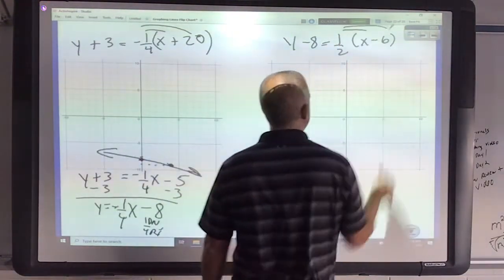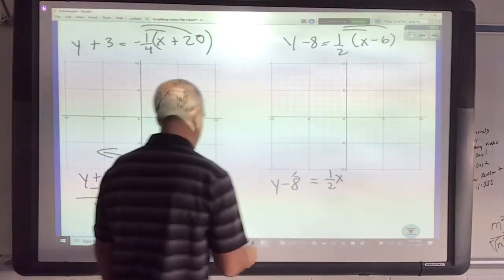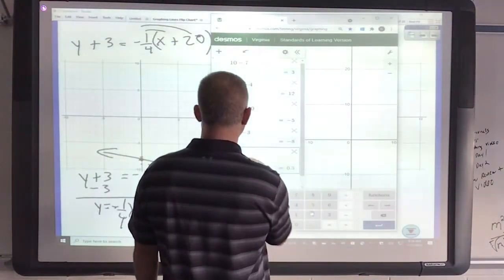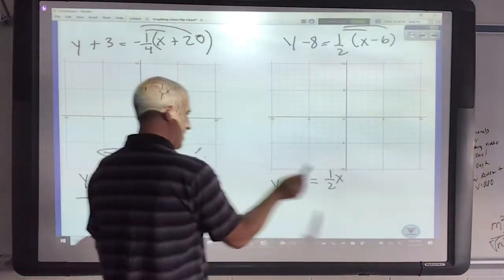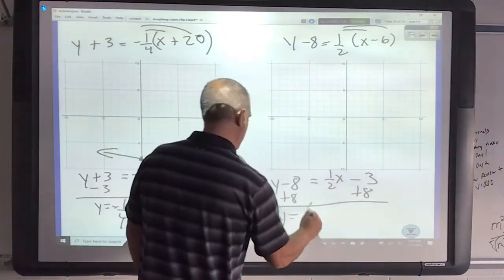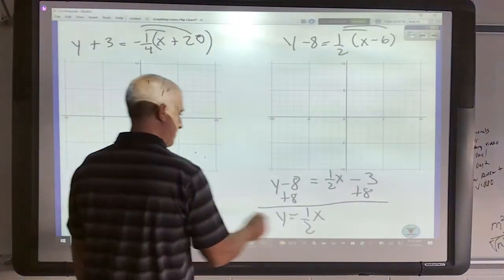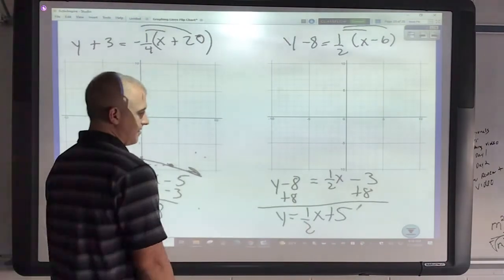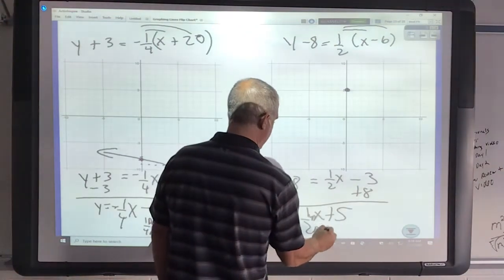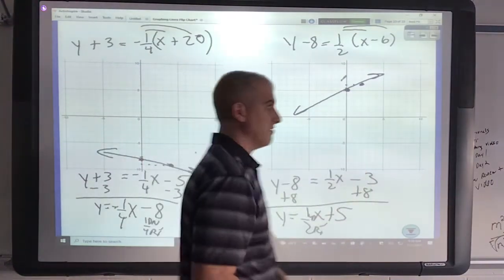Take this, multiply. 1/2 times x would be 1/2 x. 1/2 times negative 6 is negative 3. We want to add 8 and add 8. So that's y equals 1/2 x. Negative 3 plus 8 is positive 5. Okay, so what does that mean? Up 5, and that's 1 up, 2 right. So 1 up, 1, 2 right, boom. Connect the dots, positive.